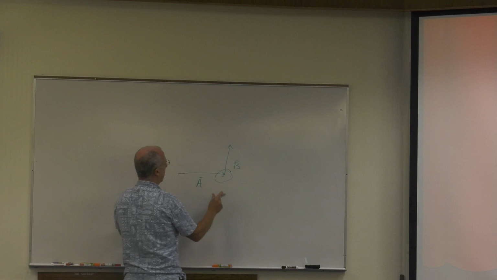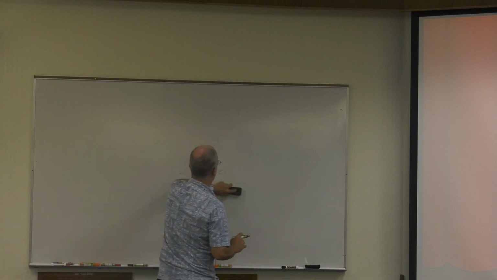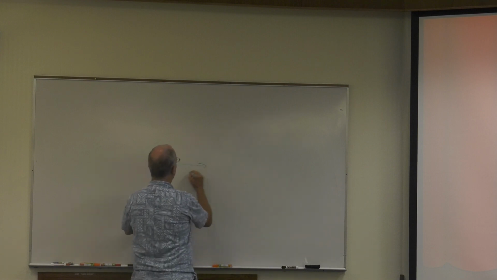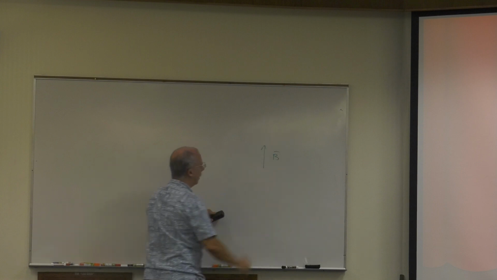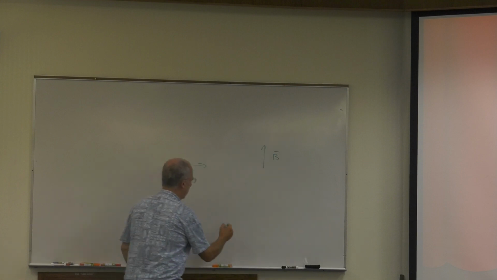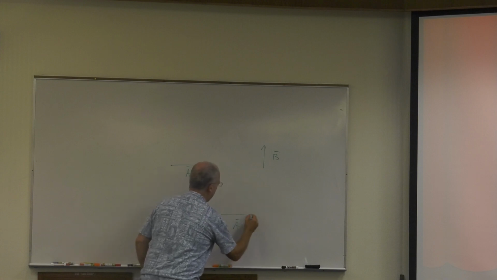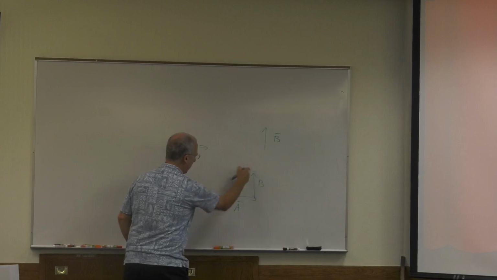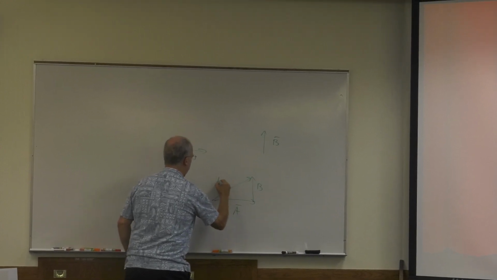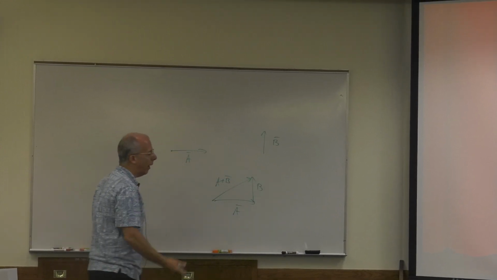Let me start over. Here's a vector A. Here's a vector B. What we've learned in the past is head to tail. So there's A, there's B, head of A to tail of B, and then we go from the beginning to the end, A plus B. Now that's one way, but there's another way.